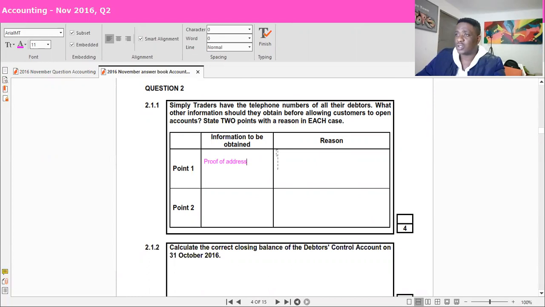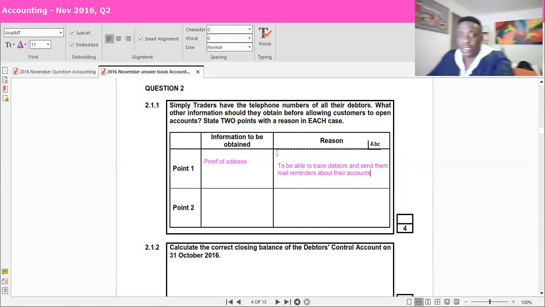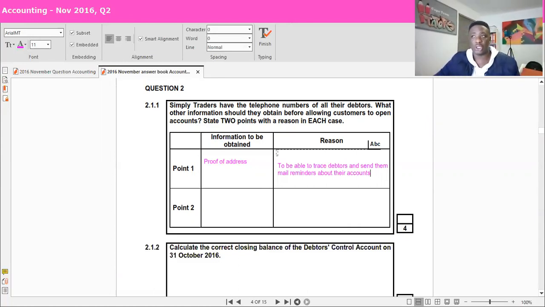And the reason for that is to be able to trace debtors and send them mail reminders about their accounts. So that's the reason why you would want to know where they stay, so that you can send them post or mail via their email. And then you can also just trace them. If they're not paying you, you want to send some kind of information to them to make sure that they know that they need to pay.